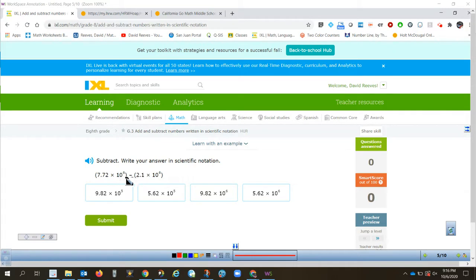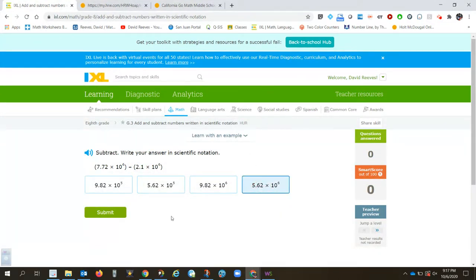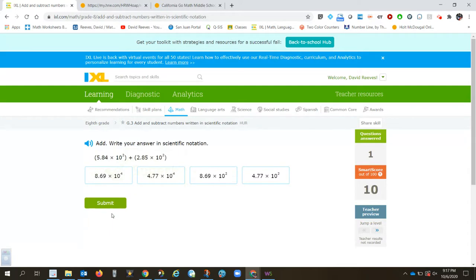All right, so if we take a look at this first problem, luckily for us, the powers of 10 are the same. So here we go. We've got 7.72, right? And I'm going to subtract 2.10 because it is a subtraction problem. 2 minus 0 is 2, 7 minus 1 is 6, and I get 5.62. And remember, the powers of 10 stay the same. So 5.62 times 10 to the 6th is the answer that I am looking for. Look at that. We are super.